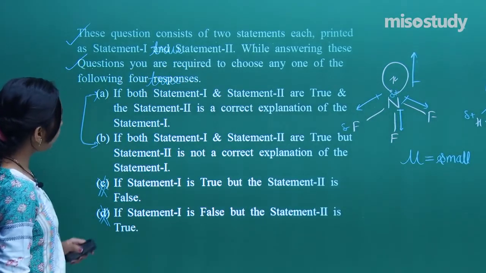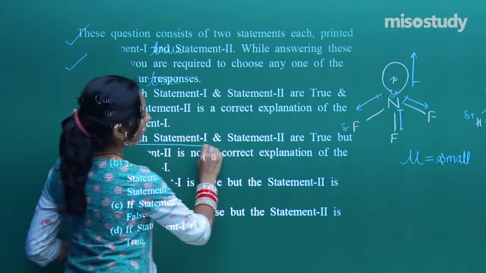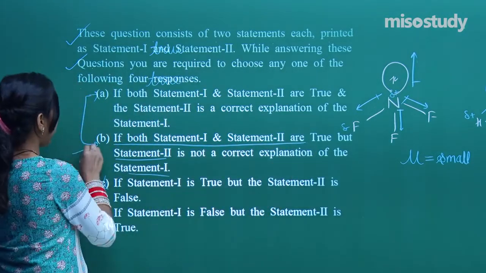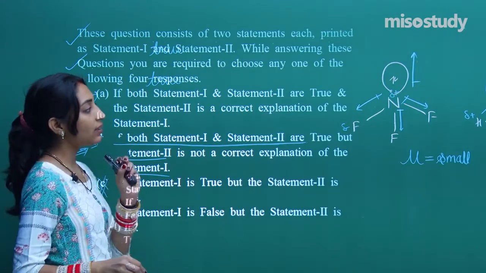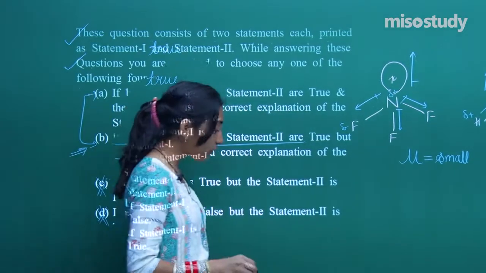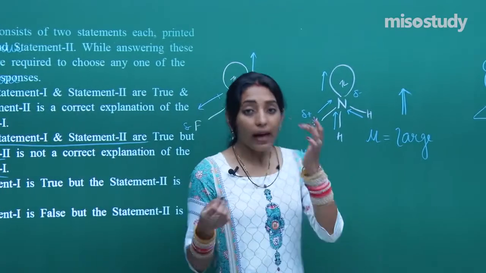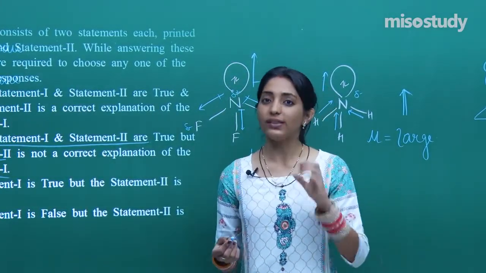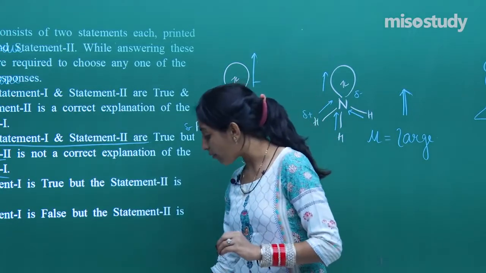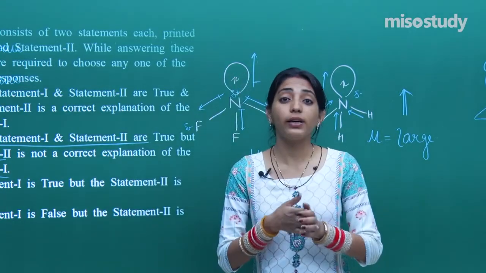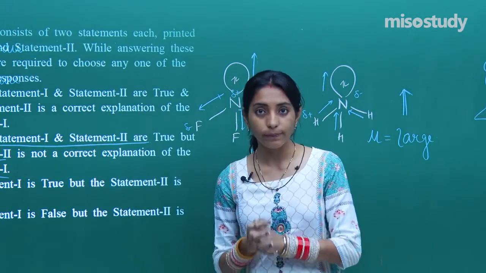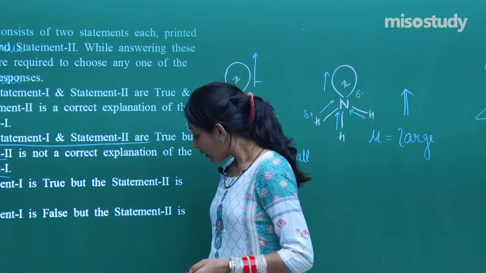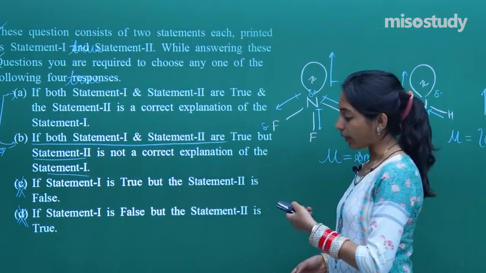Now what should I say? So if both statement 1 and statement 2 are true but they are not correct explanation, yes, that should be the correct option. This is because in this particular case the correct explanation was that the dipoles are actually getting cancelled because they are in the opposite direction. So that is the reason why first compound is more polar compared to the second compound, okay. So guys, this was our answer to this question. Now we need to move on to the next question.